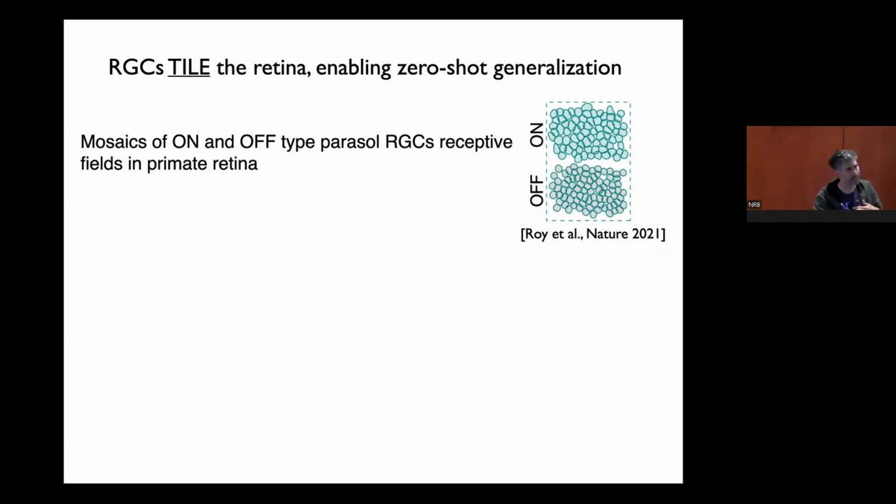The nice attribute of the retina that allows us to solve this problem, though, is that the ganglion cells tile the retina. So each cell type, here on and off parasol cells are shown. These little outlines in these cases are the receptive fields of those neurons. And they tile the retina, so they sort of cover in space the back of the retina.